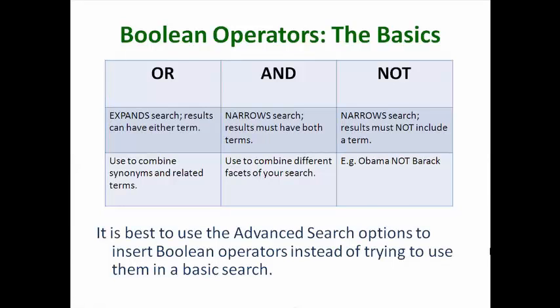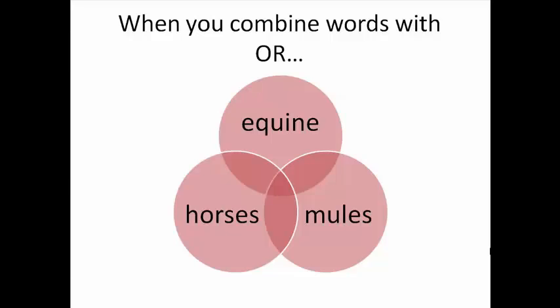You're going to connect your search terms together in a database with the words or, and, not. Or expands your search. If you search for horses or equine or mules, you will retrieve articles that mention any of those words. So you use this term for synonyms and related terms. So education or teaching, sustainability or permaculture.